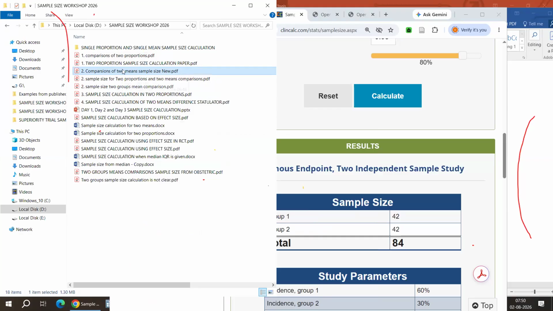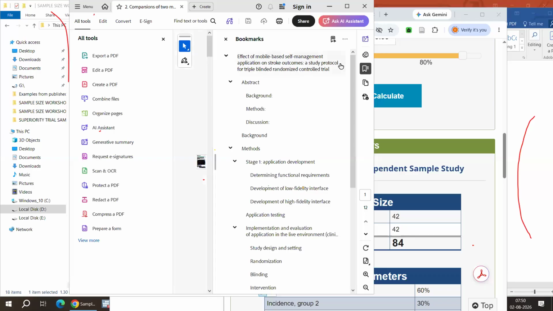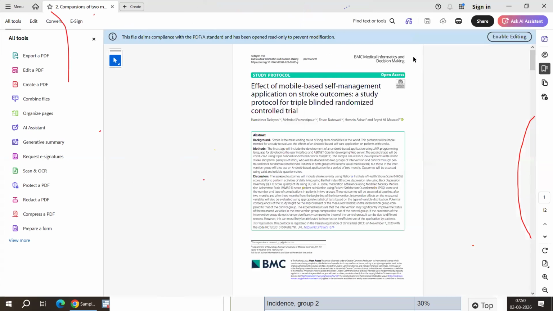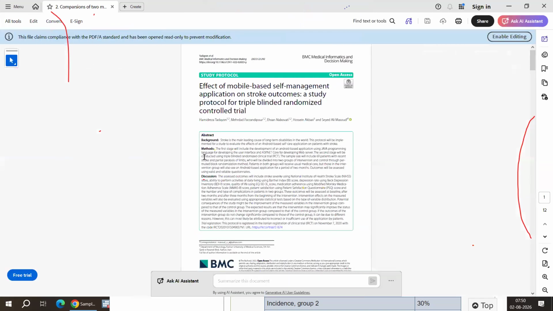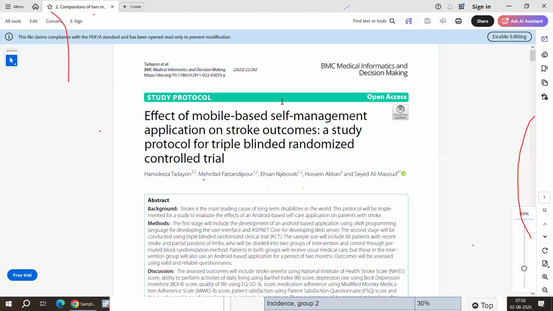I want to take this example. Only 10 minutes are left and we will finish within 10 minutes. There is no problem. Please see this: effect of mobile-based self-management application on stroke outcome, a study protocol for a triple-blinded randomized control trial.